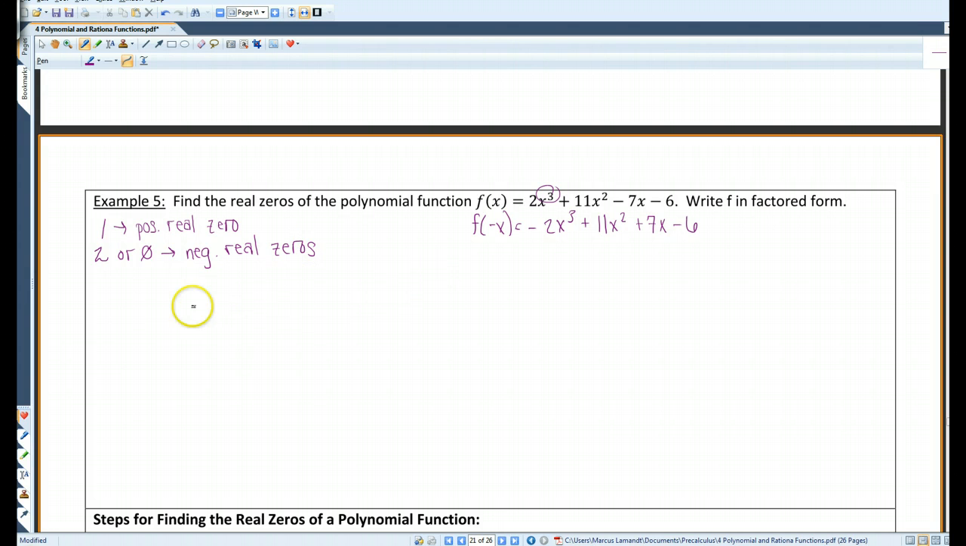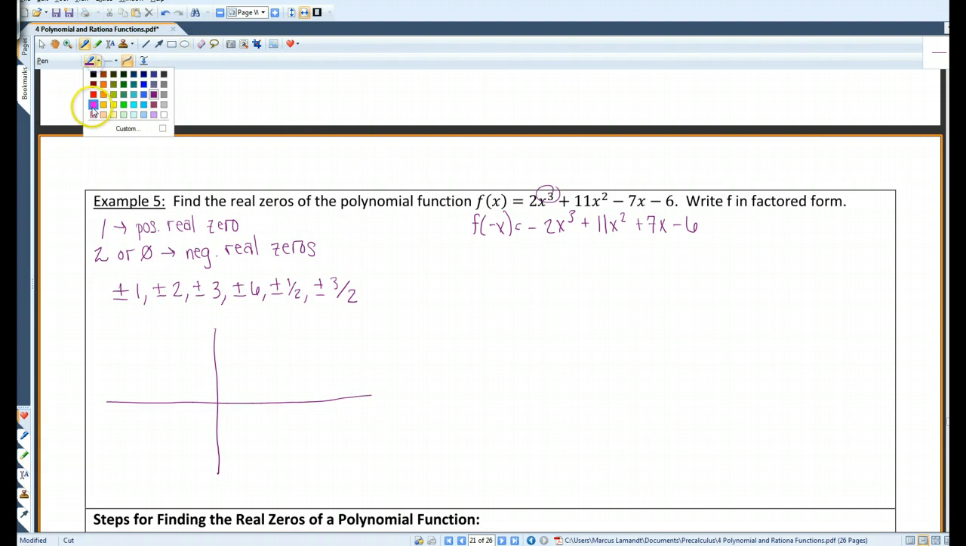Okay, so we have our list of potential rational zeros. I will write it over here. Positive negative 1, positive negative 2, positive negative 3, positive negative 6, positive negative 1/2, positive negative 3 over 2. If you were to graph this on your graphing calculator, and I'm pretty confident you guys are all able to do that, I'll just go ahead and do it here. The graph looks something like this, and I'll try my best to draw this.